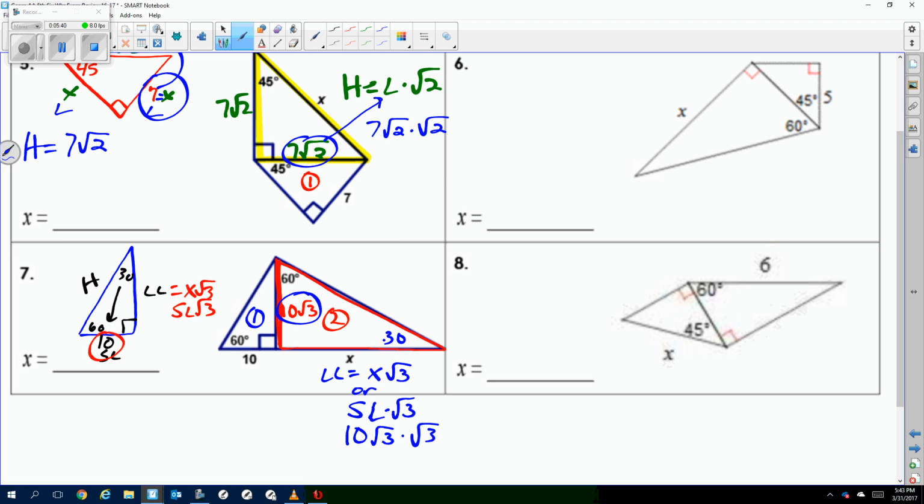Put that in the calculator. That comes out to be a whole number again, and our answer is 30. 30 is the x. Okay. So please take the time to try to do 6 and 8. Okay. And if you're not too sure, just ask questions in class on Monday.